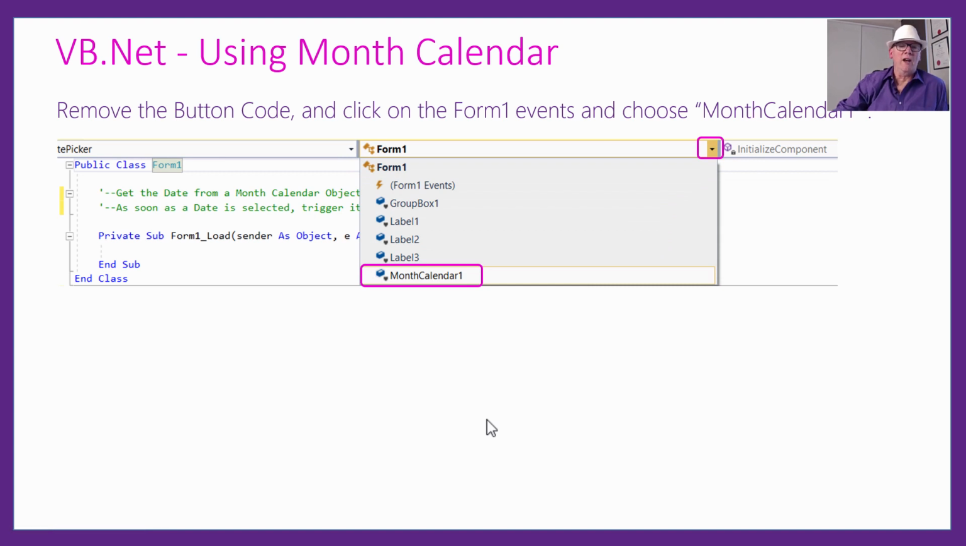Now, to get all this triggering happening, just go into your VB code. So double click anywhere on that previous form, go into the code, and we used to have some code for the button, which we need to remove. So just remove all that button code that was in there.